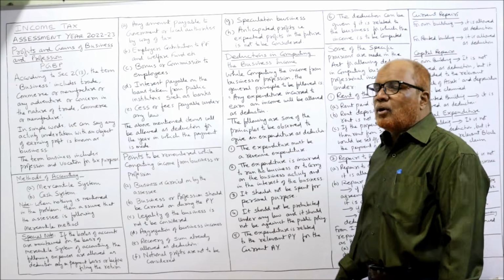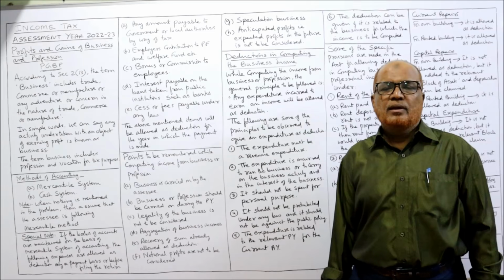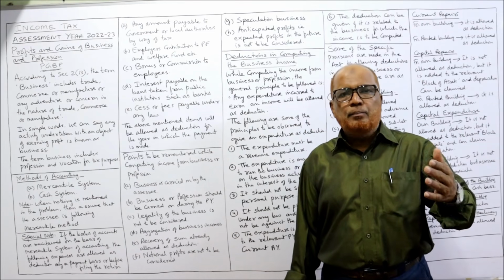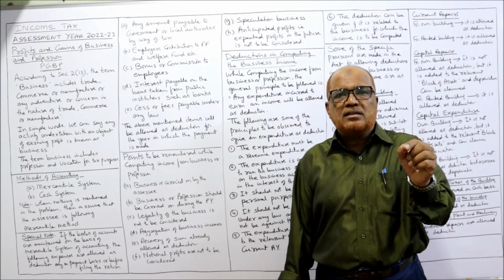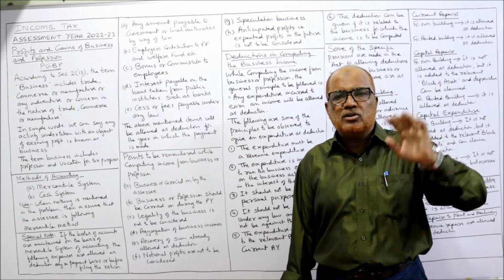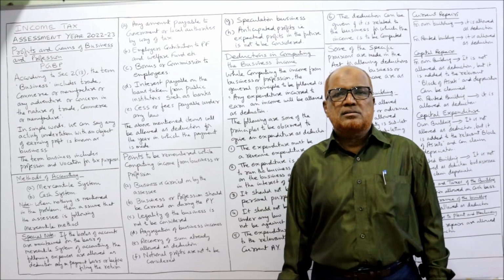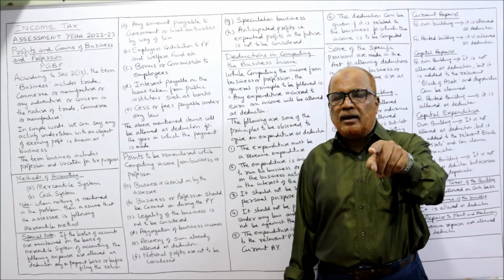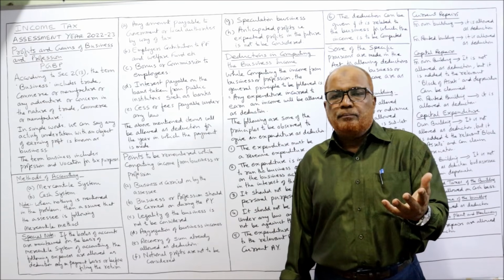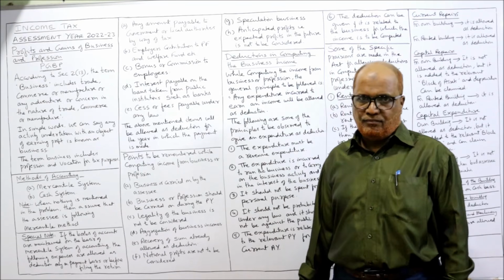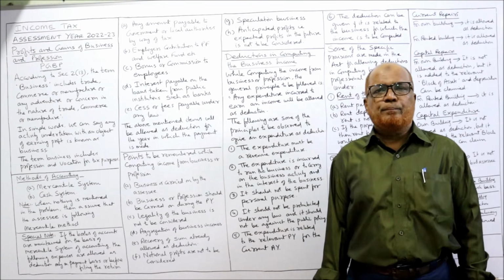First one, any amount payable to the government or local authority by way of tax. If sales tax or import duty or export duty or excise duty, any taxes are due to the government or any taxes due to the local bodies like municipalities, if the taxes are paid, then only deduction will be allowed. If the taxes are due but not paid, not allowed as deduction. First case.